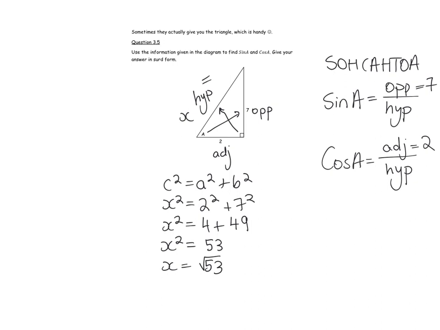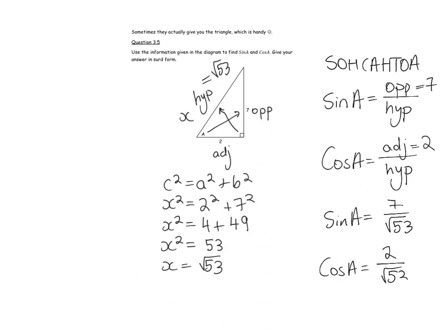Now I'm going to write this in here. So to go back, for sine of a, it's the opposite, which is 7 over root 53. And here we have the cos of a is equal to the adjacent, which is 2 over root 53. Now, as you can see here, it says to give your answer in surd form. So that just means leave it as a surd, and that's perfectly fine.